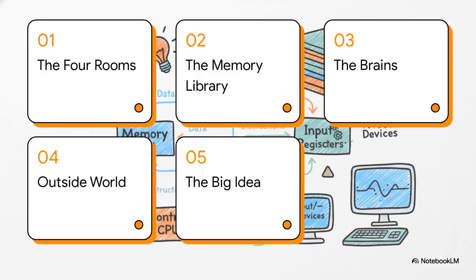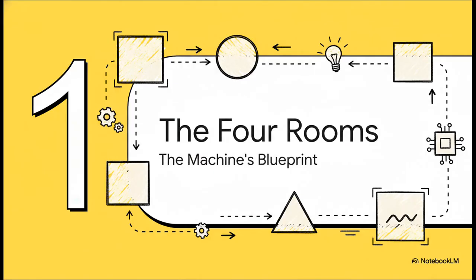So for this explainer, we're going to take a tour inside the machine. Think of it like a guided walkthrough. We'll explore the four main rooms of the computer, starting with its memory, then checking out the brains of the operation and seeing how it all connects to the outside world. And then, at the end, we'll uncover the one big, brilliant idea that makes the whole thing tick. All right, first stop, let's get the lay of the land and look at the overall map of the machine. This is going to show us the main functional areas and how they all talk to each other.